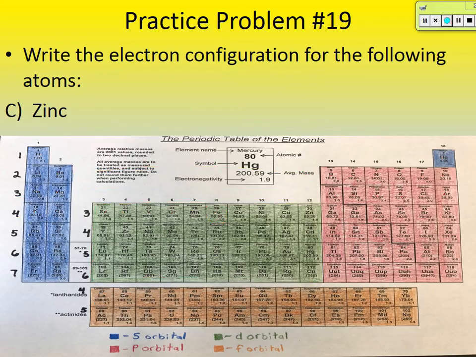Let's see if you can do this one on your own. You should be able to do zinc. Okay, let me point out where zinc is on the periodic table. Its atomic number is 30. So it's right there. Hit pause. See if you can do this one on your own.